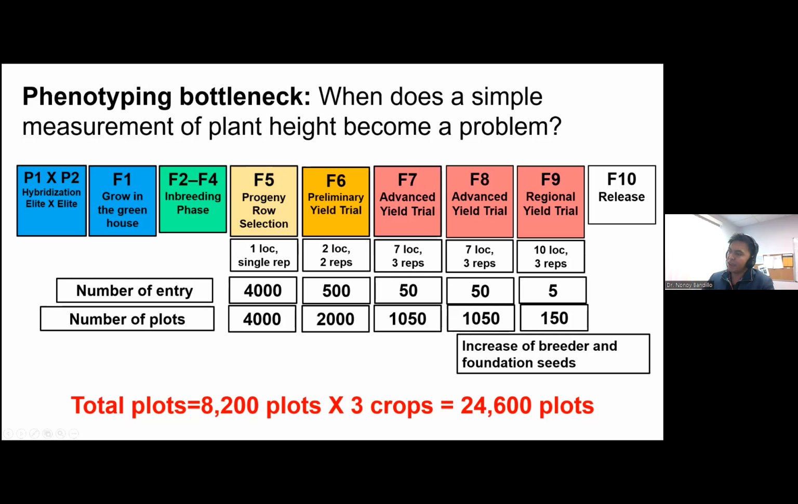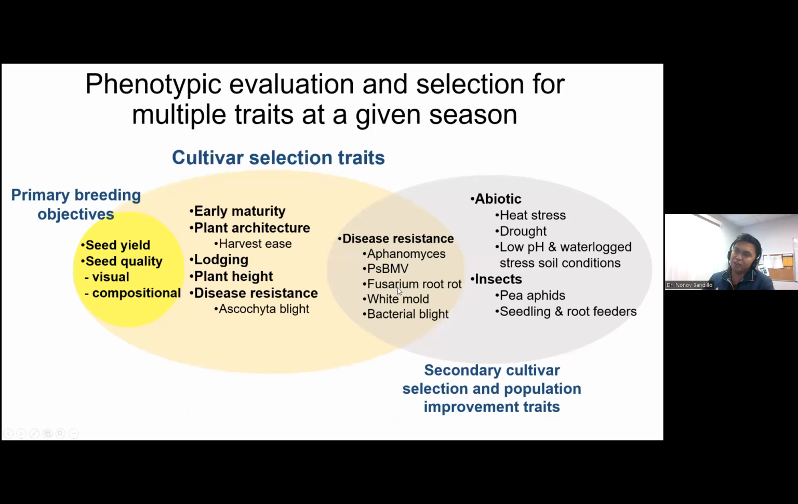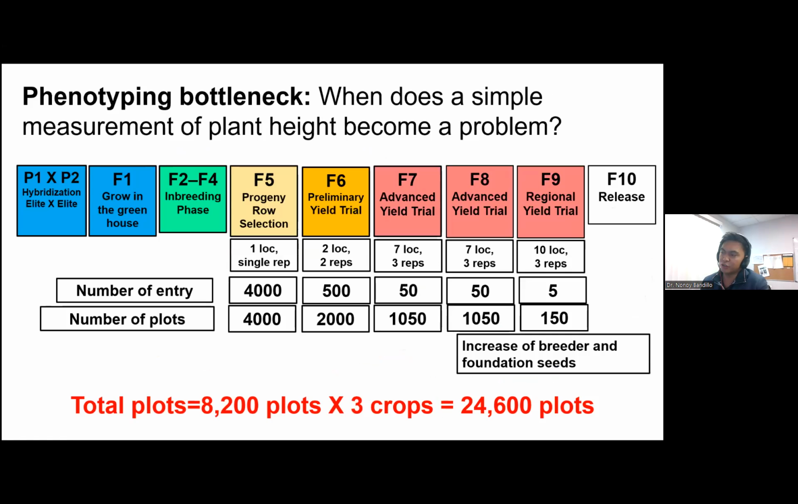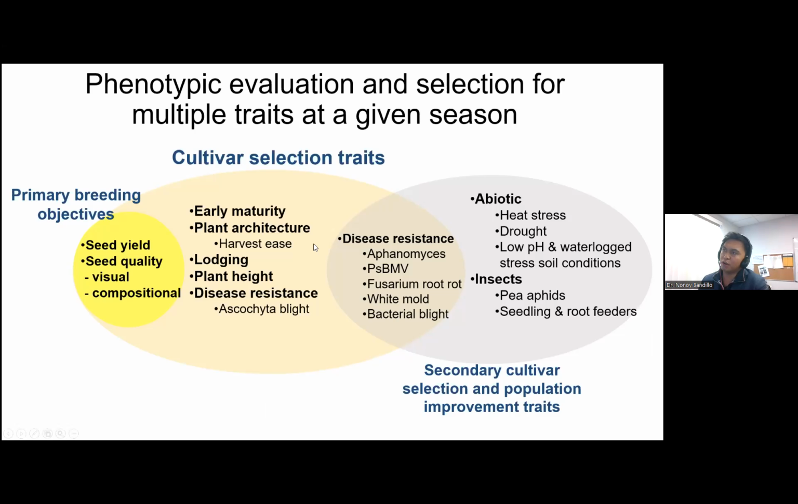And another thing is, here it's just plant height, right? At a given season, we are evaluating multiple traits at the same time, perhaps at the same location. So you could imagine the amount of labor and logistics associated with it. I'm not going to talk about the breeding objectives that we have here, because I just want to highlight why we are developing tools. What are the bottlenecks associated with the typical conventional phenotyping process? One bottleneck is the huge number of plots. The second bottleneck is that you are working on multiple traits, measuring them at a given season, at a given time.